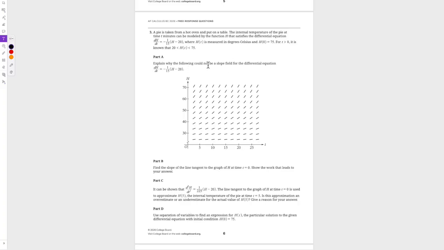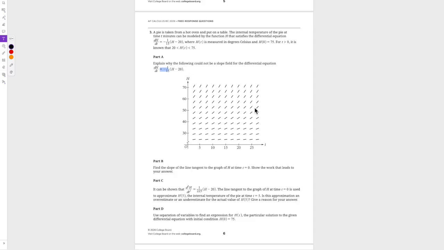Explain why the following could not be a slope field for this differential equation. So let's see. We know that h of t is always between 20 and 75. What's wrong with the slope field? Well, let's look at the equation itself first. For any value of t, h of t is going to be positive because it's above 20, and then h minus 20 is a positive value. But then we have a negative value on the outside here. So we have a negative times a positive being a negative. So we would expect the slope field at every point to be negative.